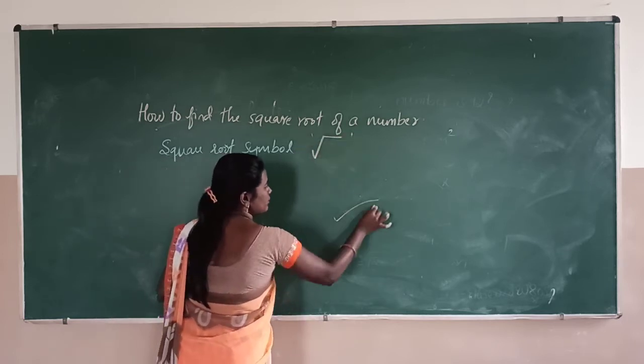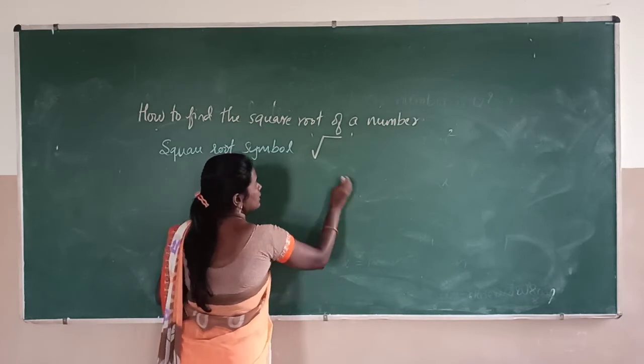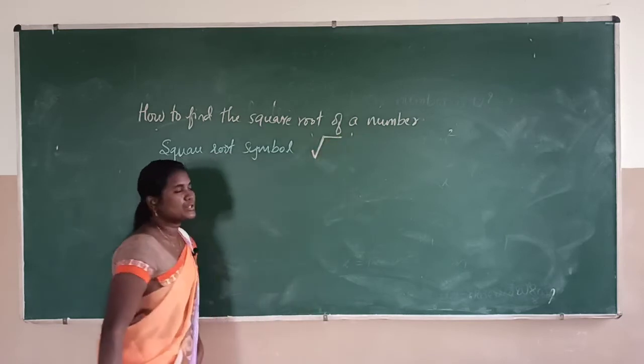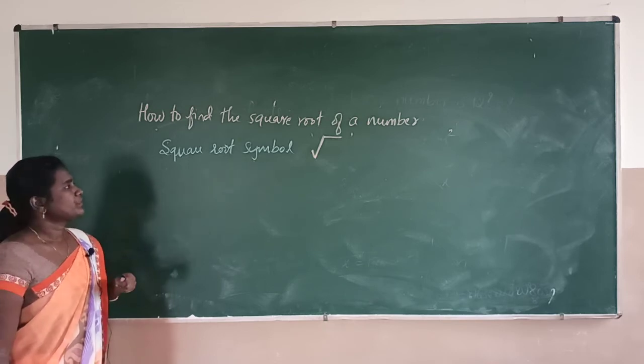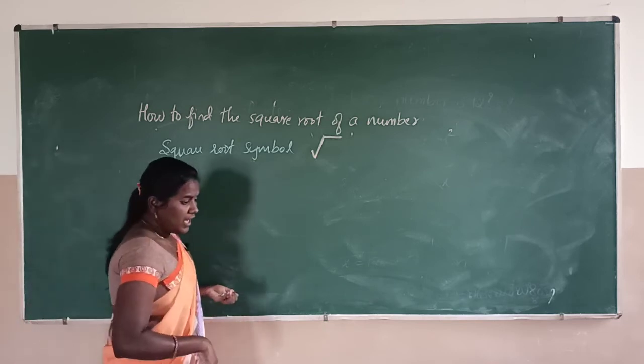See, sometimes you people will write like this. It is wrong. This is the way to write the square root symbol. Okay. Now, then how to find it?